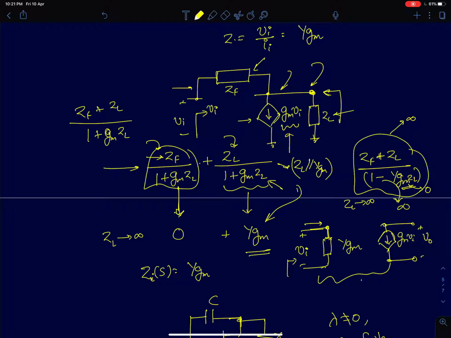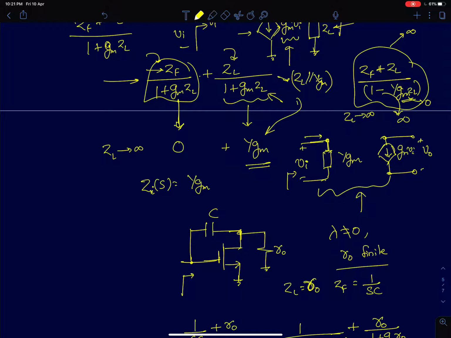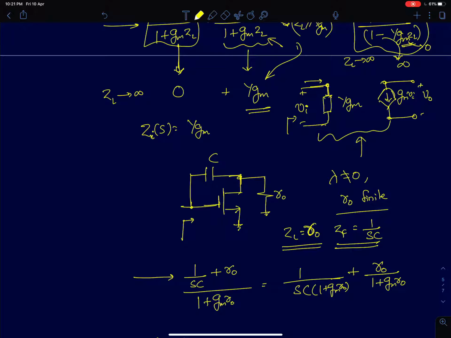So this is the model for this MOS amplifier with R0 equal to infinity. Now we will consider a finite R0. In that case, ZL will be equal to R0, and ZF will be equal to 1 by SC. I'm going to use the expressions as they are. So this is (ZF plus ZL) by (1 plus GM R0), and if I split it into two parts, I'm going to see 1 by SC into (1 plus GM R0), plus R0 by (1 plus GM R0). So this term is nothing but R0 in parallel with 1 by GM, which can be approximated to 1 by GM.